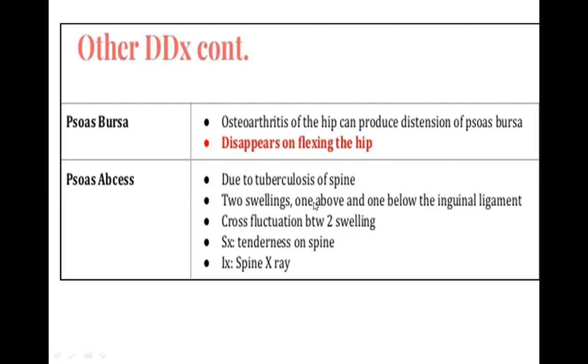Two swellings are seen here. One is above and one is below the inguinal ligament. Cross fluctuation between the two swellings is present. In these cases, there is tenderness on the spine, and spine X-ray shows tuberculosis of the vertebra.